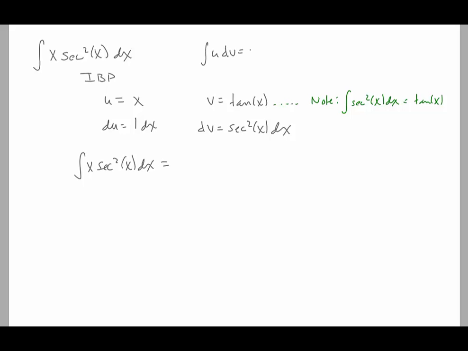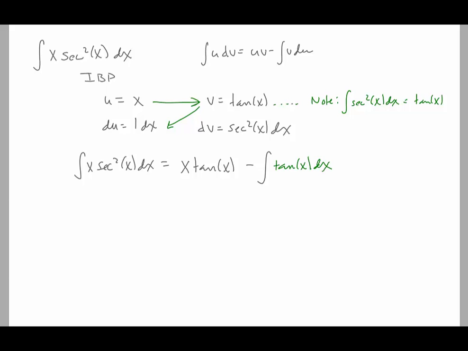U dv is equal to uv minus the integral of v du. Okay. I always like to write this down to remind me what I'm up to. So now I need my uv, so I take u times v, so this is going to be x tangent of x minus the integral of v du. So this will just be tangent of x dx.